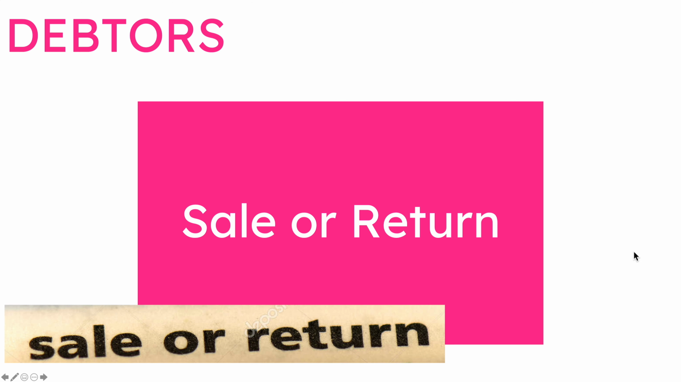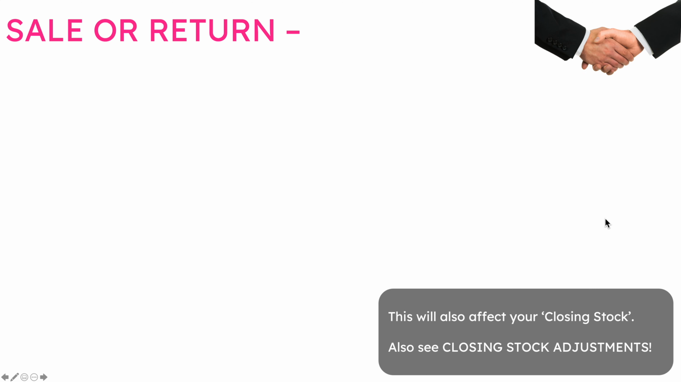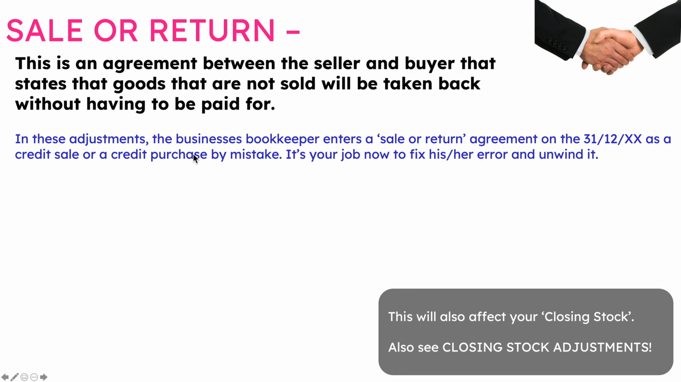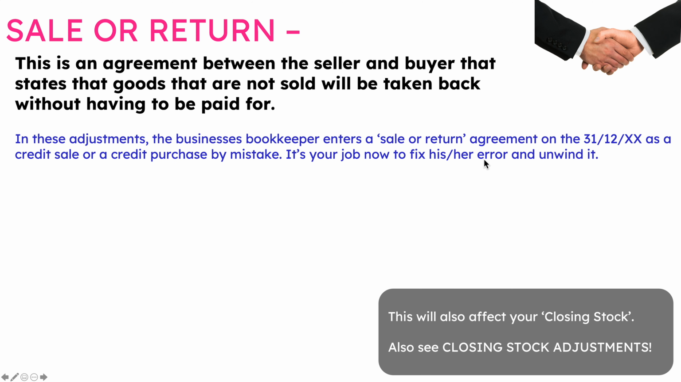So then we have sale or return. We've seen this before in creditors and we've seen it in closing stock. So check out your closing stock videos if you're not sure about this. This is an agreement between the seller and buyer that states that goods that are not sold will be taken back without having to be paid for. So in these adjustments, the business's bookkeeper enters a sale or return agreement on the 31st of the 12th, whatever, as a credit sale or a credit purchase by mistake. So it's your job now to fix his or her error and unwind it.